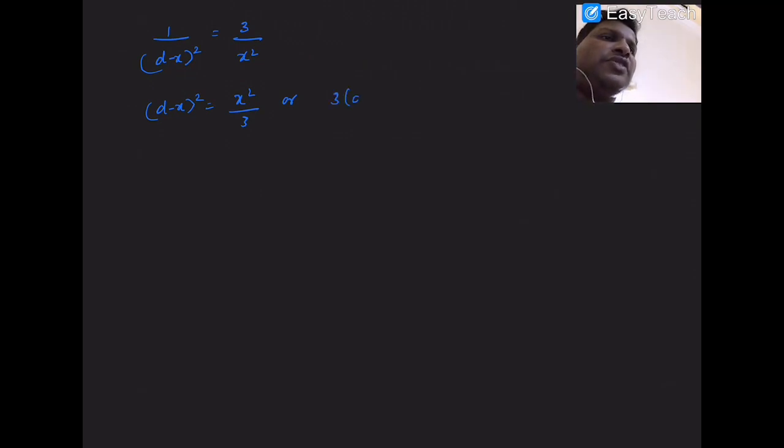By solving this equation, I can rearrange it: 1 by d minus x the whole square is equal to 3 by x square, or d minus x the whole square is equal to x square by 3. Or I can expand it: 3 into d minus x whole square, d square minus 2dx plus x square, which is equal to x square. Here d is given as 2 meters, so we get 3 into d square, which is 4, minus 2 into 2, which is 4, into x, plus x square, which is equal to x square.